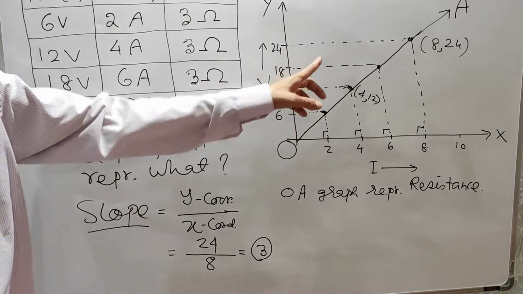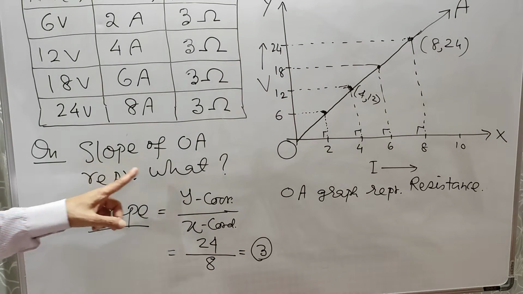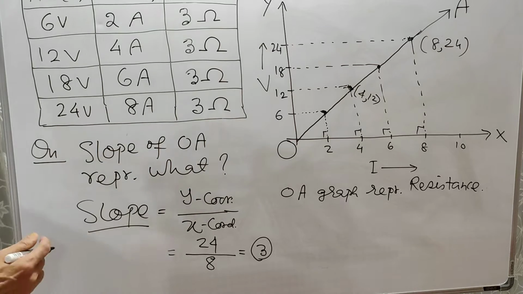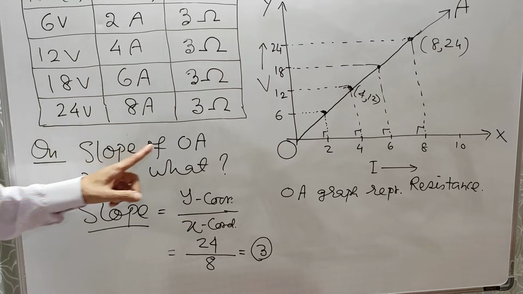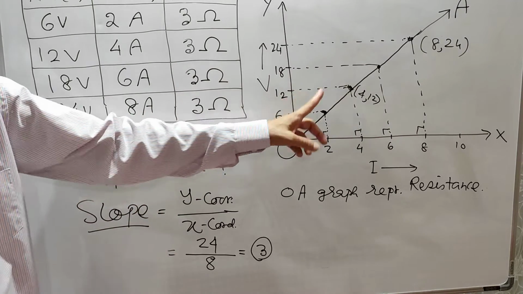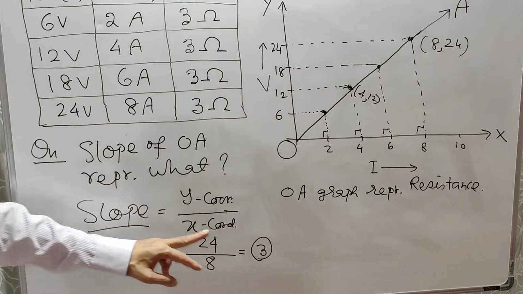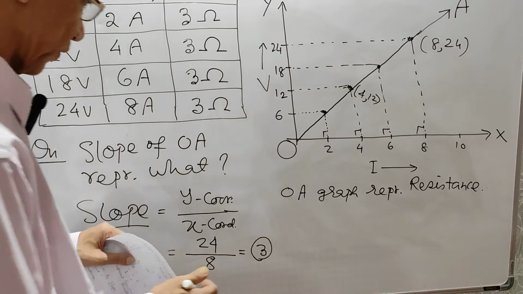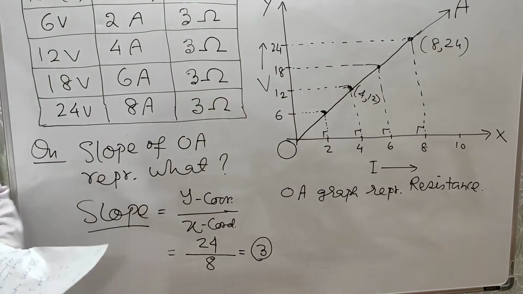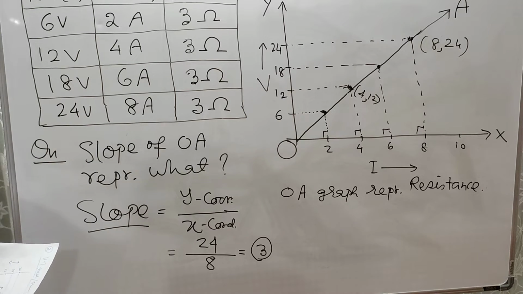Now slope of this graph represents what? Resistance. So what is this 3? Resistance. So the question was, what is represented by the slope of this graph? The answer is resistance. Slope of this graph represents resistance.